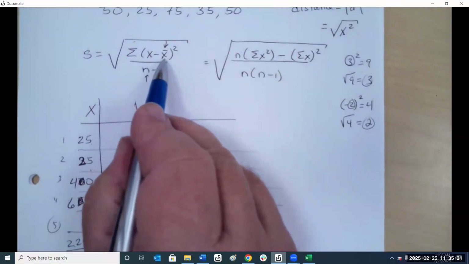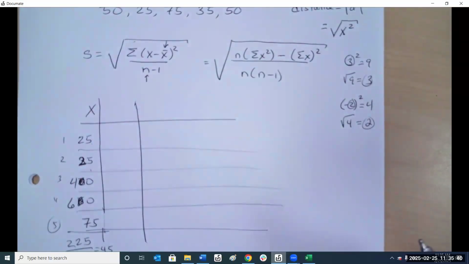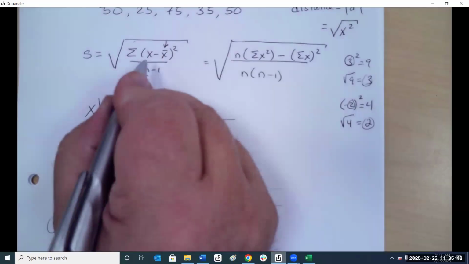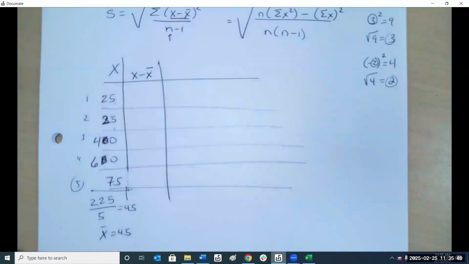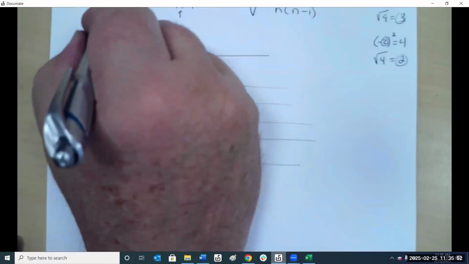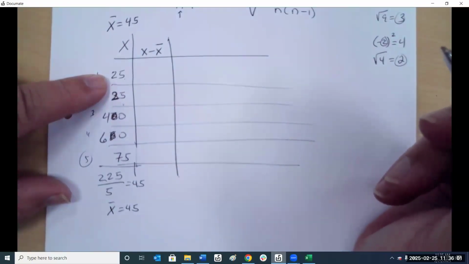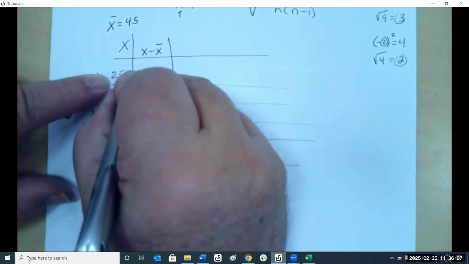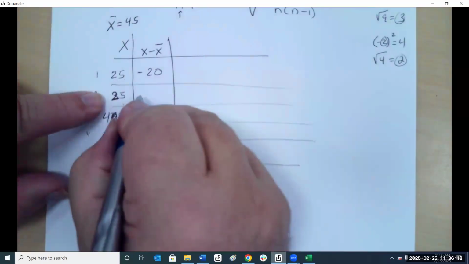So the first thing we have to do in this equation is what? How do we build this equation? What do we have to do first? You have to do x minus x bar, right? So we have to have x minus x bar. Remember, our x bar was 45. So 25 minus 45 is what? Is it positive or negative? Negative 20. This one's negative 20.